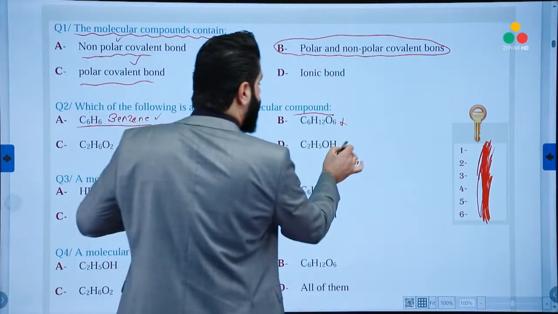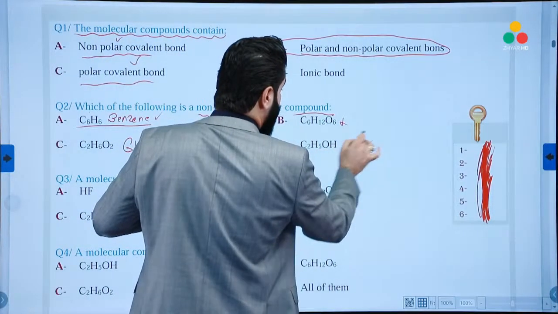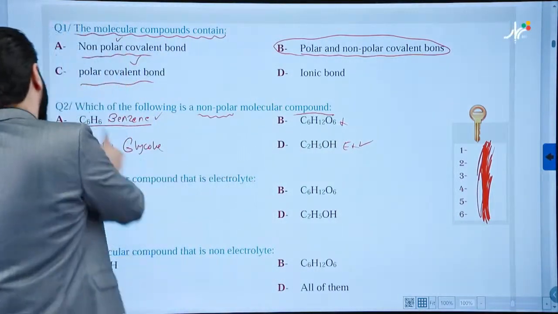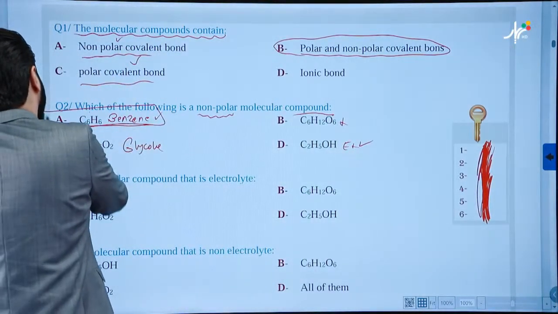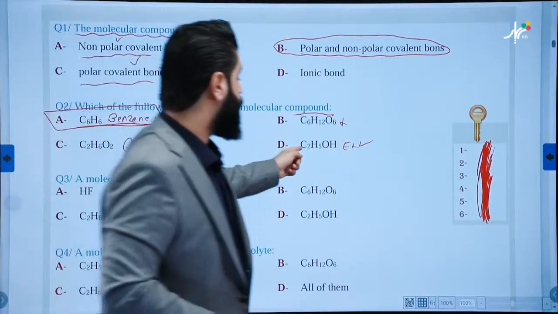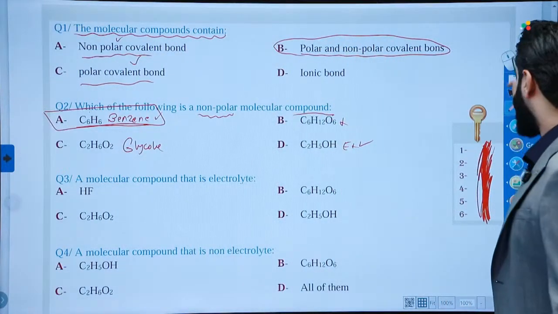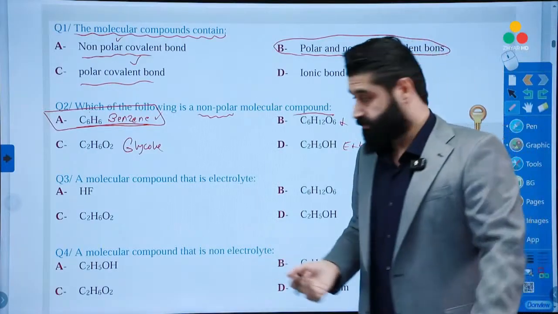How about ethanol? It's also a polar molecule. It's both polar and non-polar, so this is called a weakly polar substance. You have studied this in grade 11, of course.